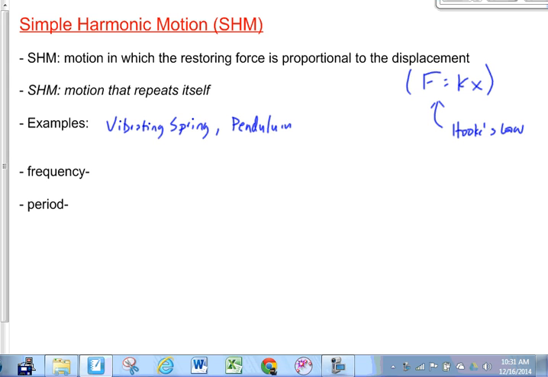Frequency, we've already defined frequency back in our circular motion unit. We'll define it slightly differently this time. It was the number of revolutions per second or per unit time. This time we're just going to define it as the number of cycles per unit time. That's actually a better definition than we gave you back in our circular motion unit. The number of cycles per unit time includes revolutions, the number of revolutions per time.